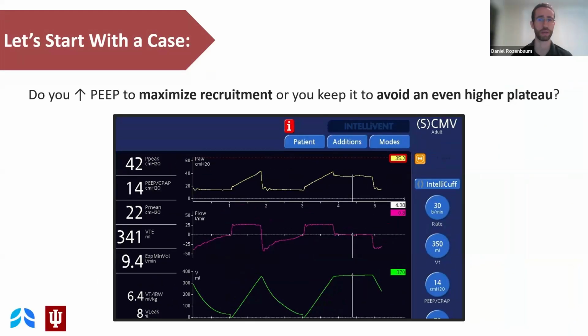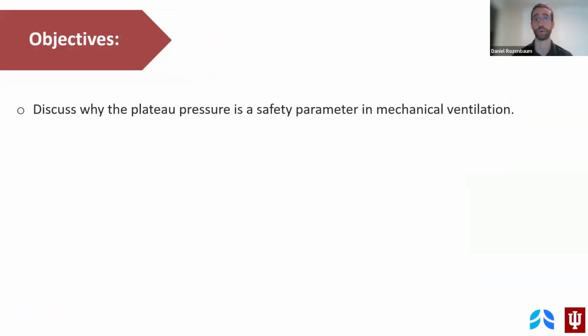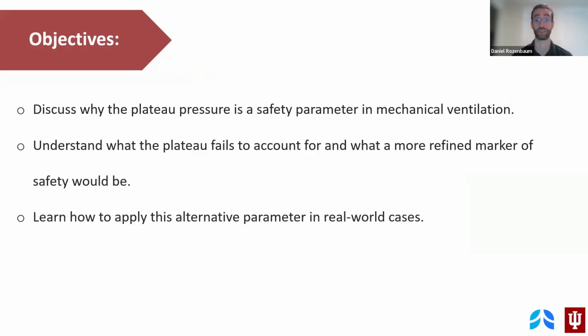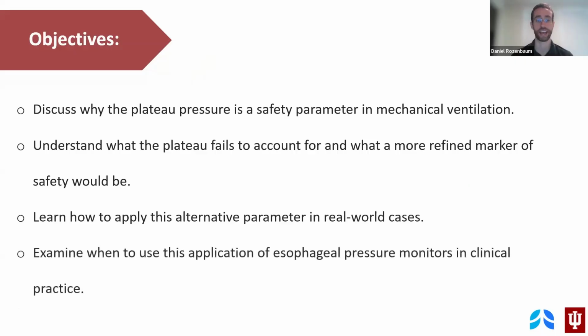Should I continue going up on PEEP to potentially maximize lung recruitment, or should I keep it as is to avoid going up on the plateau even higher above our usual safety limits? To answer this and other questions, in today's video, I'll discuss first why the plateau is a safety parameter in mechanical ventilation. Then we'll go over what the plateau fails to account for and what a more refined marker of safety could be. Then we'll learn how to apply this alternative parameter of safety. And we'll examine when to use this application of esophageal pressure monitors in clinical practice.